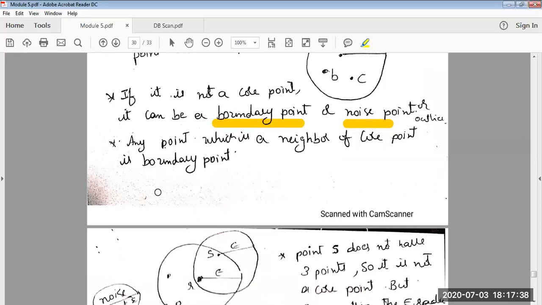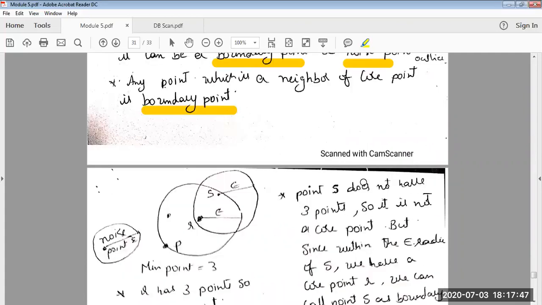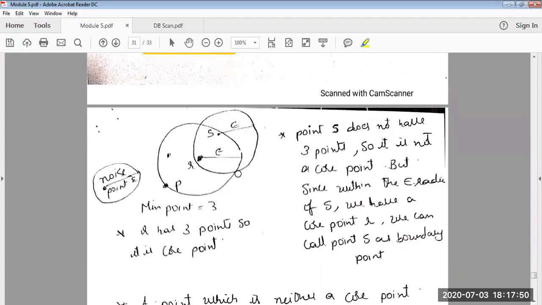Now, getting back to the boundary point. What is a boundary point? Any point which is a neighbor of a core point is a boundary point. To be more specific, I'll directly go to this example. Assume these are the points existing on the plane. It is starting from here, P, then R, S, and this is one more point, I'll call it N, the noise point.